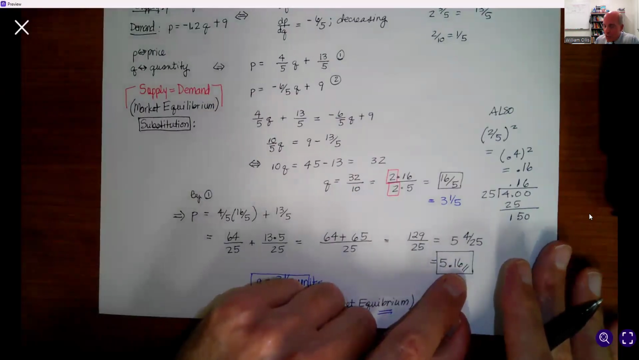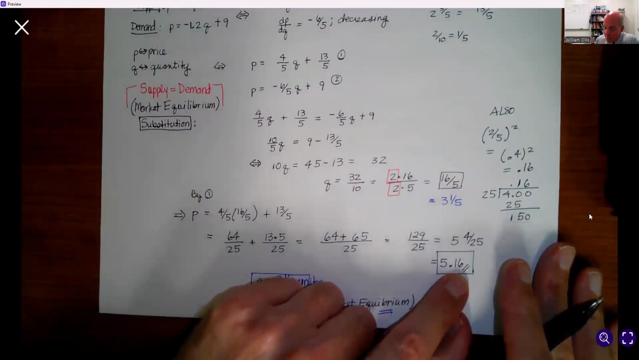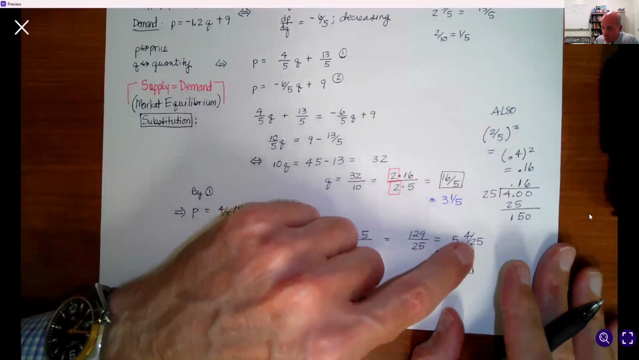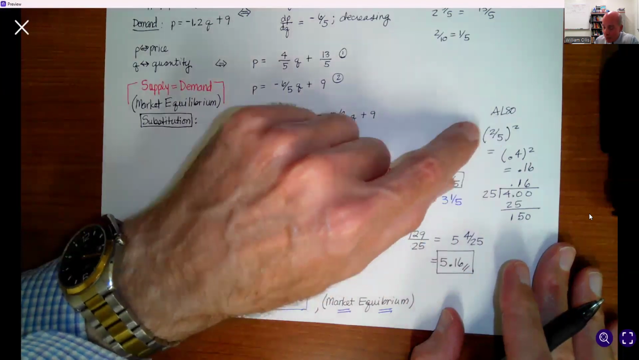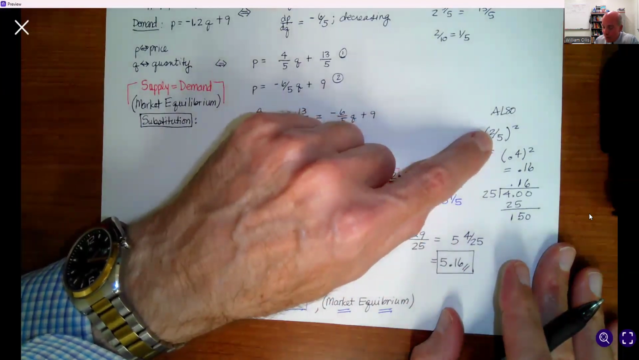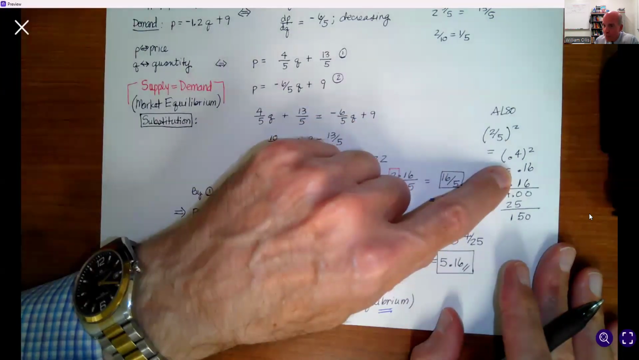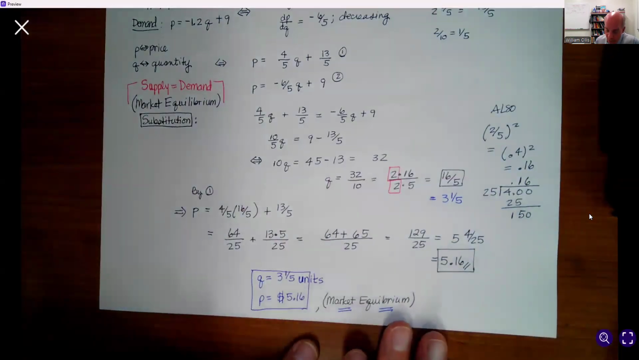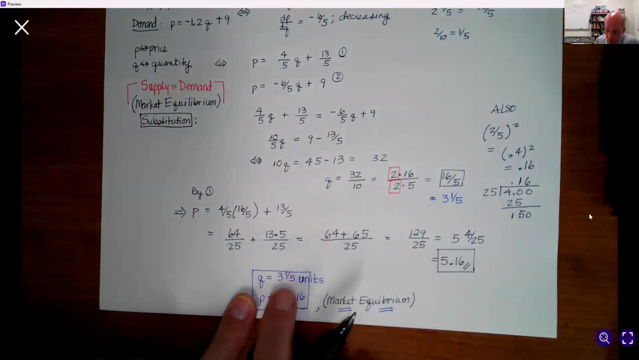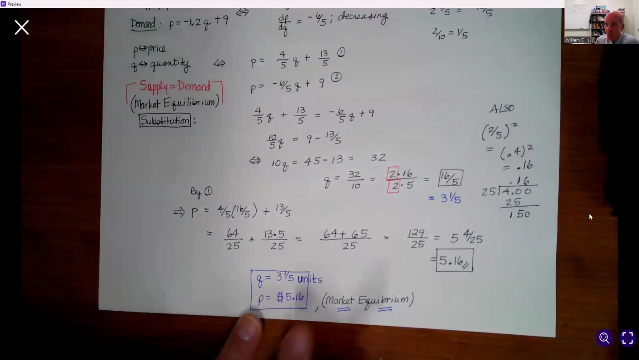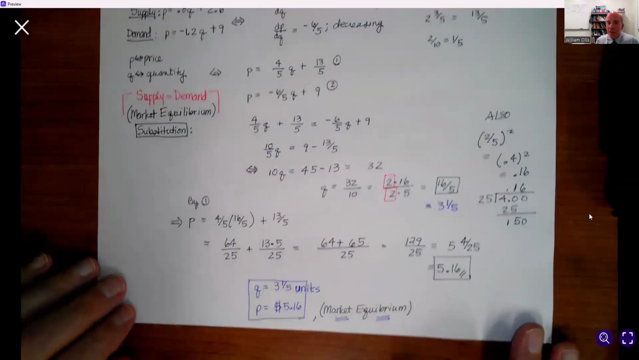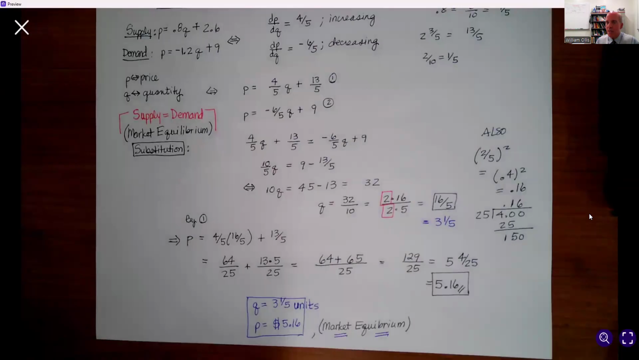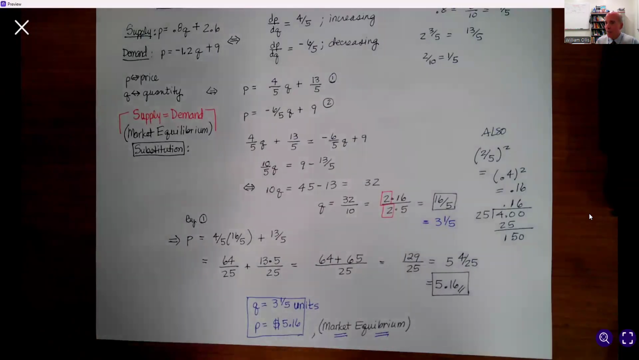So it's easy to actually convert this to the decimal 0.16. We could just simply do some division, or we can just write 4 over 25 as 2 over 5 quantity squared. But of course, 2 over 5 is 0.4. You square it, you get 0.16. So probably easier to think of it that way. So now what we see for market equilibrium, we have a quantity of 3 1/5 units, and we have a price of $5.16.